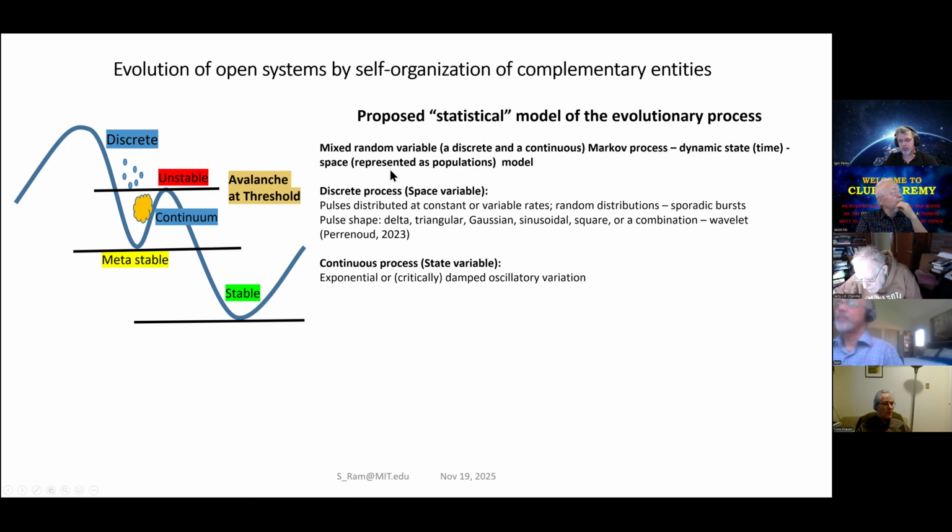And in the past, I explained that I modeled this as a mixed random variable process, discrete and continuous, and a Markov process, meaning one step at a time. And it is defined by time and population as opposed to time and space.